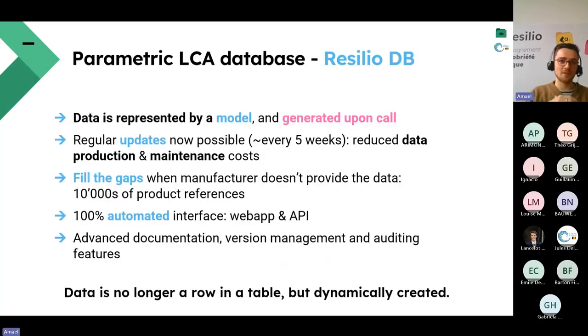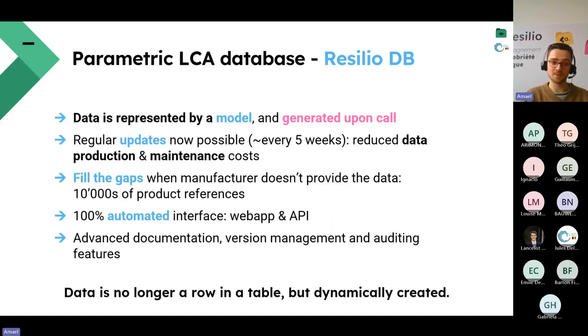In another parametric LCA, this is the disclaimer, Resilio provides a database, Resilio-DB, where data is represented by a model, a bit like in Paya, and data is generated upon call. So we do not have any row in a table any longer, but we generate data every time you ask us for it. One interest is that we can have much more updates, roughly one every 5 weeks, thanks to reduced data production and maintenance costs.